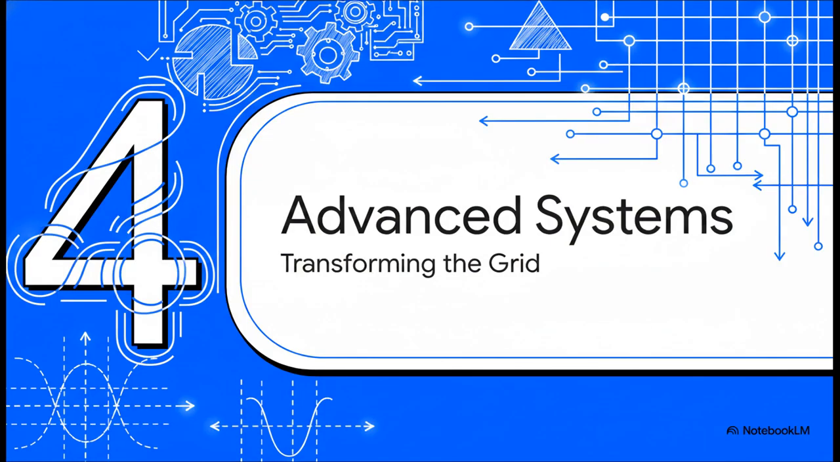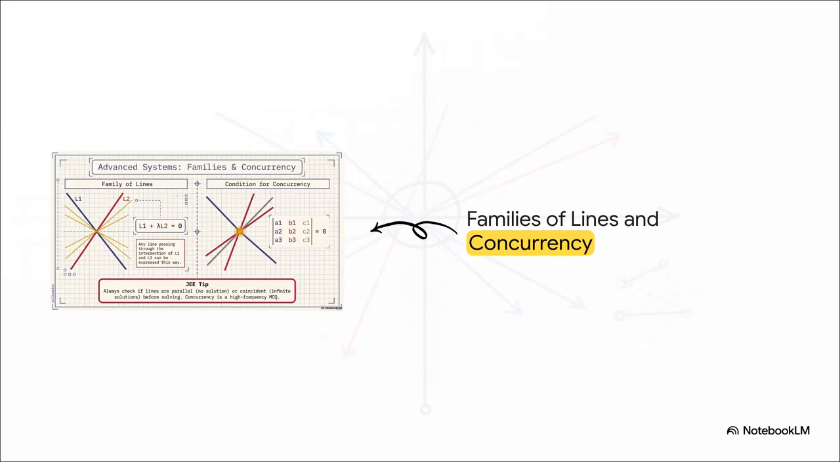Advanced Systems and Transformations. Now, if you're a focused learner aiming for those high-level engineering scenarios, this is exactly where we upgrade our toolkit. We are moving way beyond single lines and diving headfirst into dynamic, advanced systems. Think about this. Instead of plotting one line at a time, what if we want to plot an infinite number of them? By taking two intersecting lines, L1 and L2, and combining them with a lambda parameter, we create a family of lines.